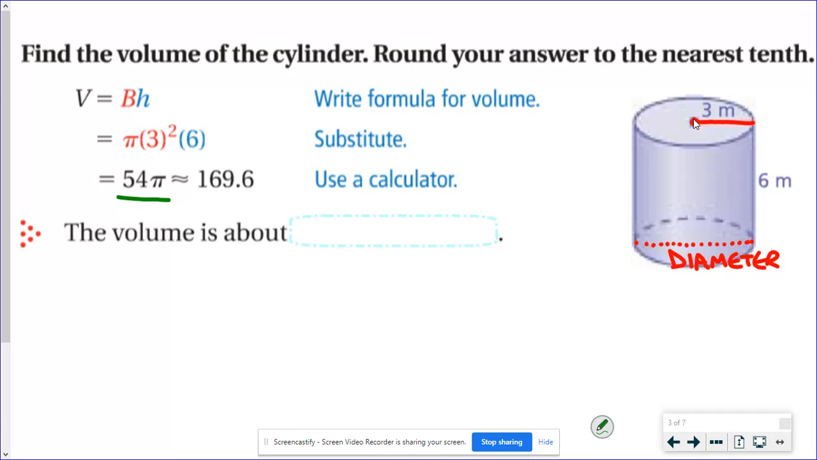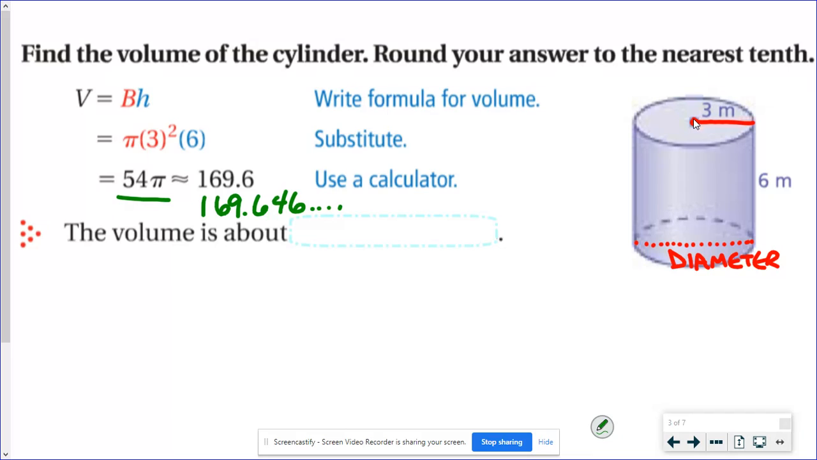If on your calculator you would type in 54 times pi or just 54 pi and hit equals, you're going to get 169.646, and then it keeps on going. Okay, pi is an irrational number. It's never going to stop. So if you multiply by pi, you're going to get one of these really long decimal kind of answers.